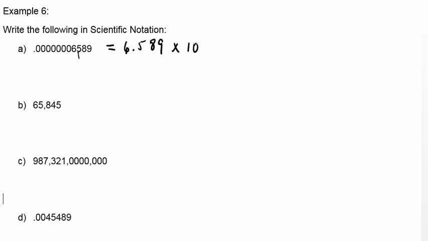So if you're moving the decimal from the left to the right to form this number, our exponent's going to be negative. And in this case, we move the decimal 1, 2, 3, 4, 5, 6, 7, 8 places. So our answer would be 6.589 times 10 to the negative 8th power.